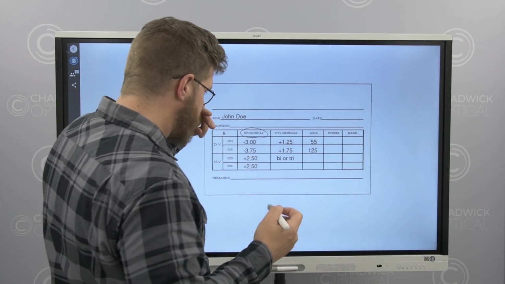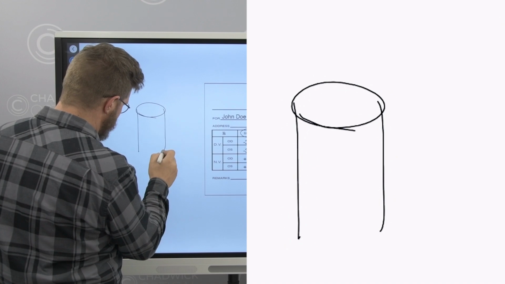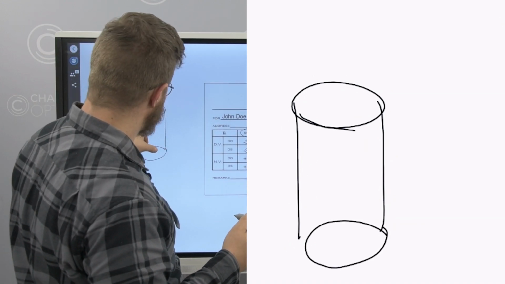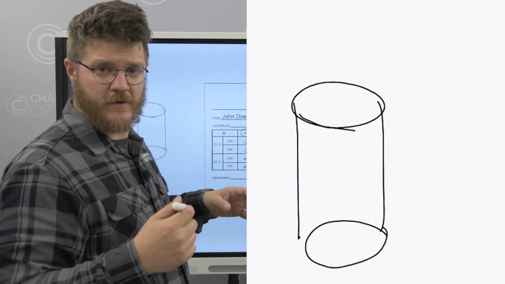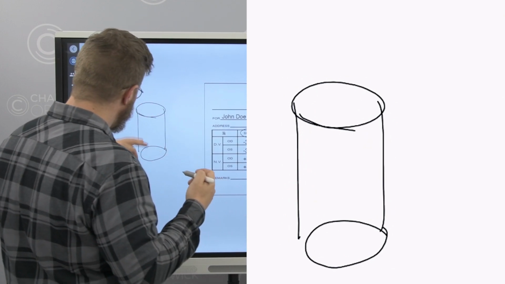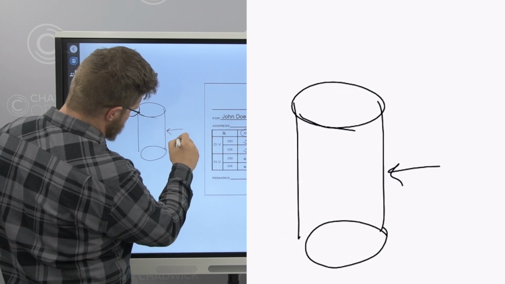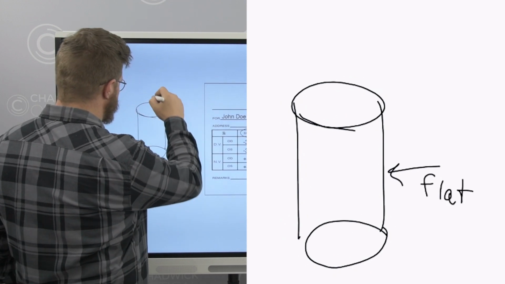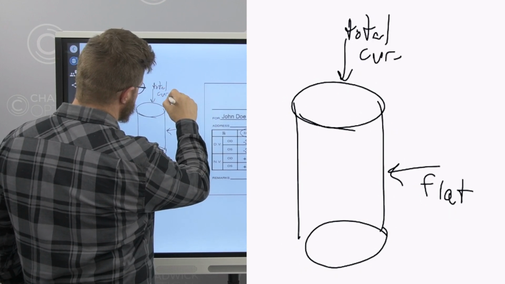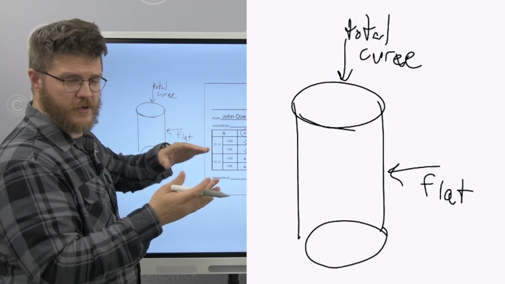Let's talk about cylinder. The best thing you can think of as a cylinder is a can. If I measure the curves of a sphere, anywhere on that sphere is going to be the exact same curve. Let's compare that to a cylinder. If I measure the curve here, it's completely flat, and if I measure the curve here, it's the total curve. Every spot in between is a fraction somewhere between flat and the total curve.